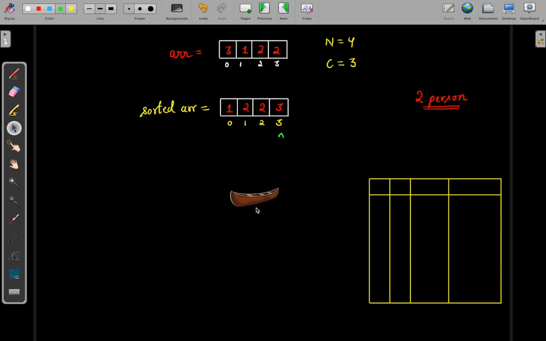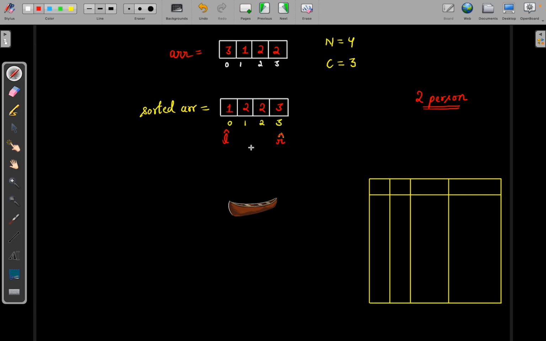Now think, if I am using 2 pointers here, why? Because I need to fill 2 persons, right? And I need to start with the maximum one, right? So I can use 2 pointers. I am taking one L pointer here and one R pointer here. Now why this L and R pointer? Basically, this will tell who are the 2 persons that are going to be filled in the boat, right?